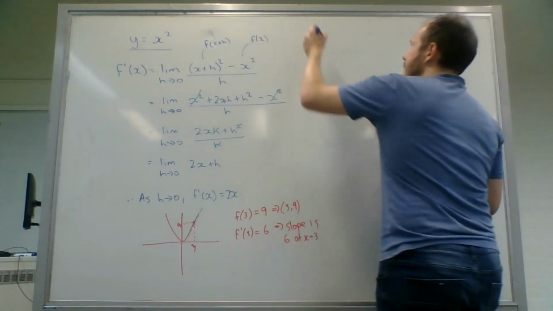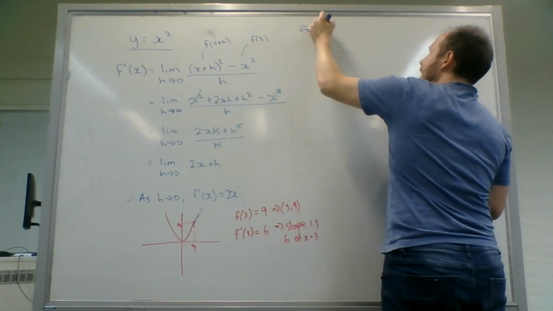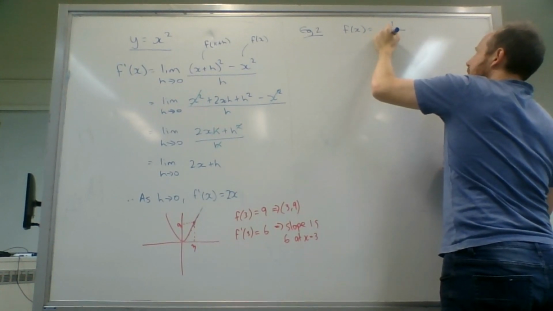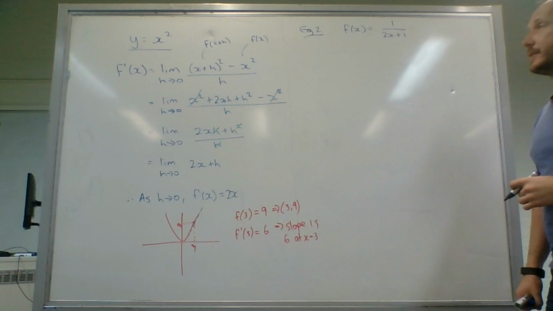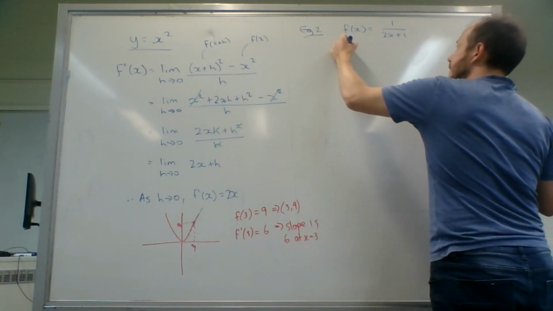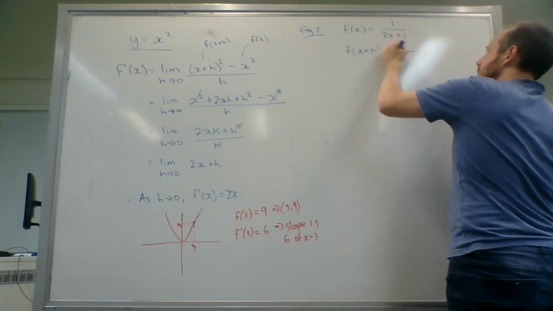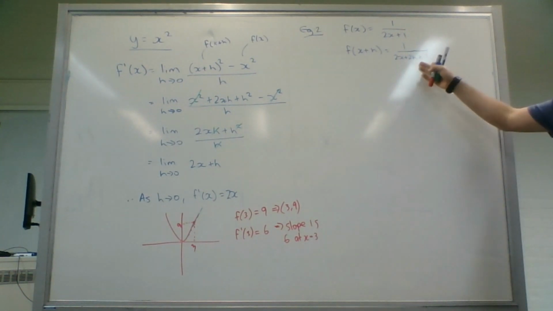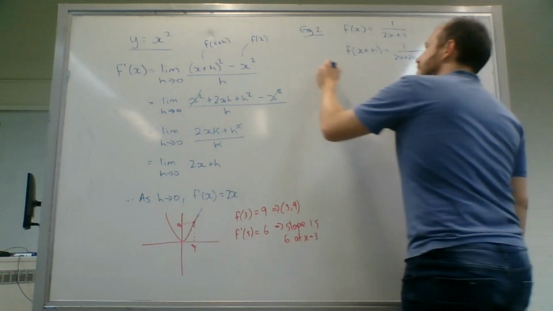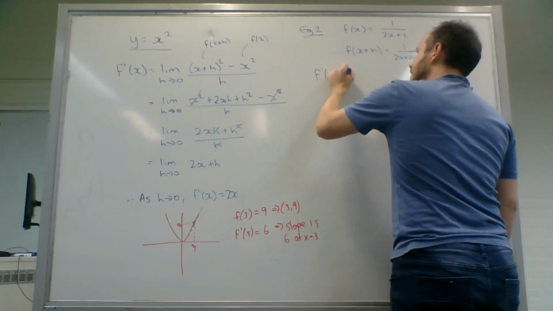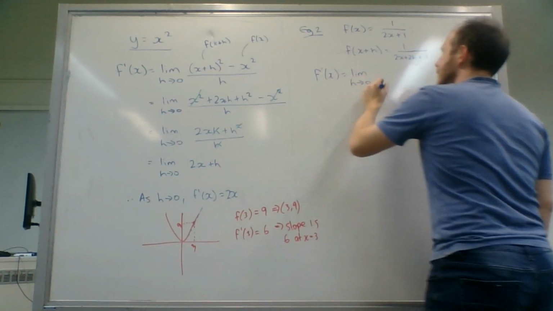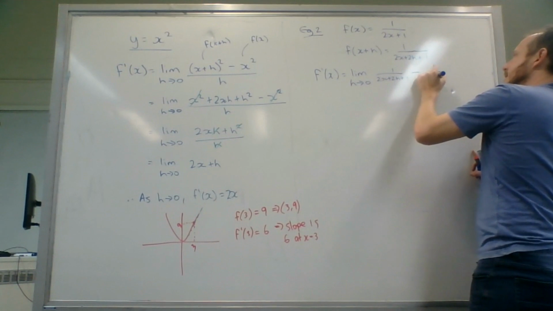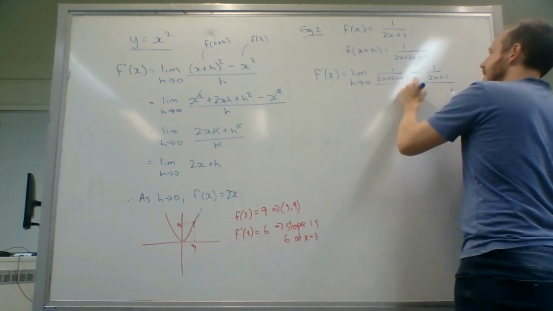Okay, so let's have a look at another example. So let's say we've got f of x equals 1 over 2x plus 1. And we want to find the slope of this function. So the first thing we do is we find f of x plus h, which is 1 over 2x plus 2h plus 1. So we've got f of x plus h, f of x. So our derivative, f dash x, is the limit as h approaches 0 of this minus this, divided by h.